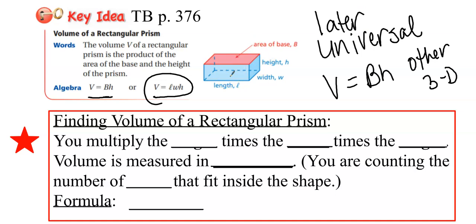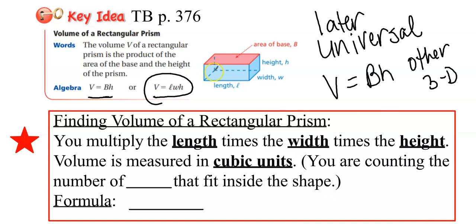Okay, so there's a red star here, right? So you're going to pause the video and fill in the notes for finding volume of a rectangular prism. And it's super basic, right? We want to keep it easy. Basically, you multiply the length times the width times the height. Those are the 3 dimensions of a rectangular prism. And then remember that volume is measured in cubic units.